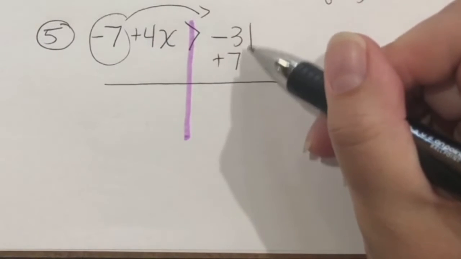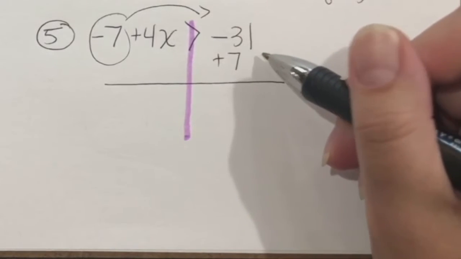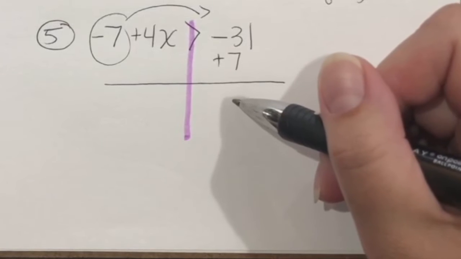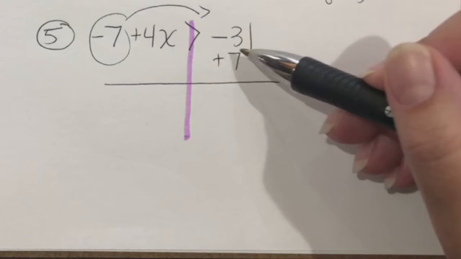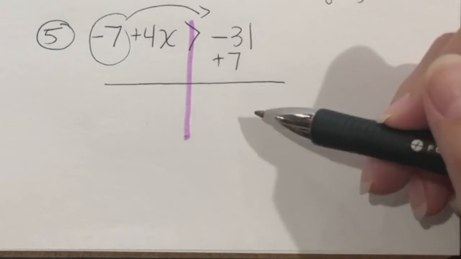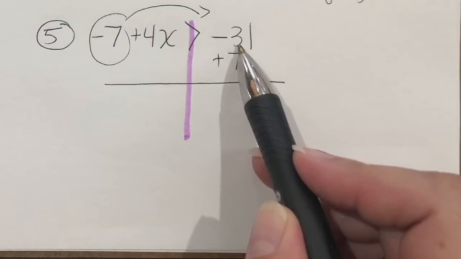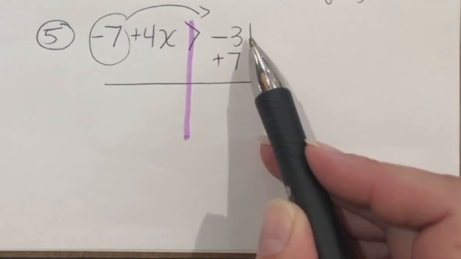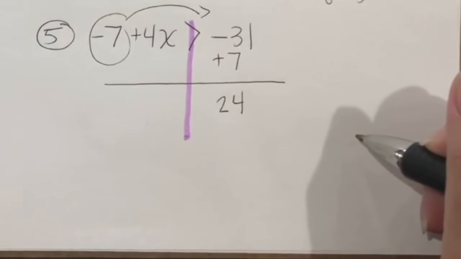So negative 31 and positive 7, I need to cancel out 7 zero pairs, or 31 minus 7, and then what's left over is still negative. However you want to think about it. You can think about canceling out zero pairs. You could think about take the bigger one, subtract the smaller one, and then give it the sign of the bigger one. However you want to do that. So I'm going to say 30 minus 7 would be 23, and I've got one more, so it'll be 24.